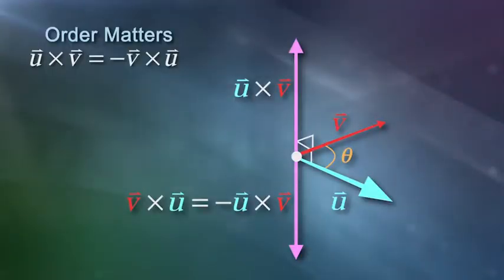Note how the order matters in both the algebraic and geometric definitions. If you look at v cross u instead of u cross v, you see the signs of all the components get reversed, and your thumb will be pointing in the opposite direction. So u cross v is the negative of v cross u.